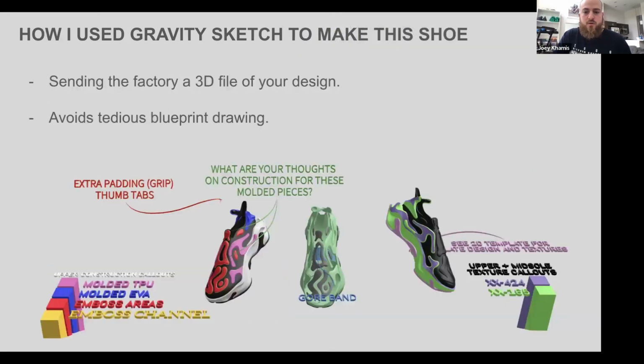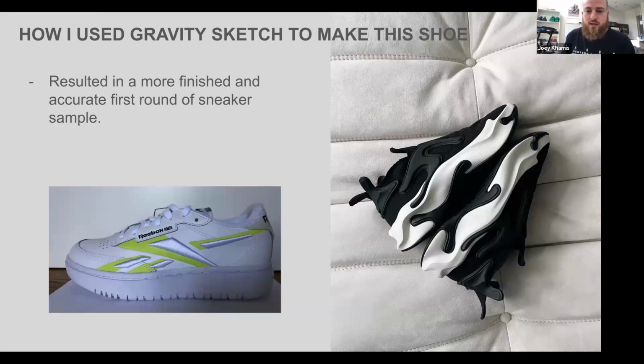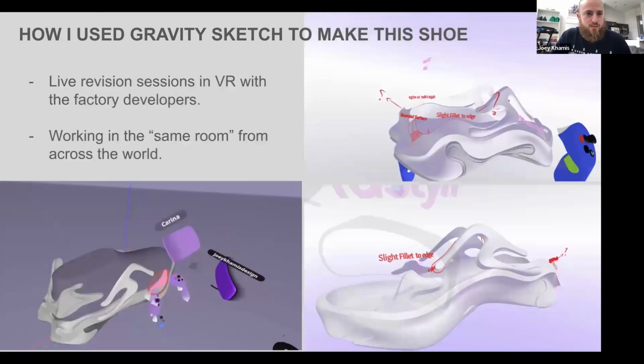Okay, there we go. So these were like the 3D files that we sent them, and that was the shoe we got. So it was pretty accurate to what we wanted and what we got back. And the quality had a bit more finished look than a lot of first samples that I had got. And then this is just a quick screen grab again of that.